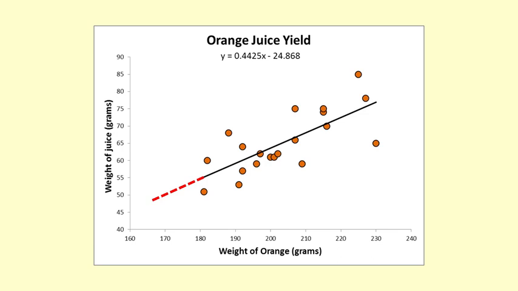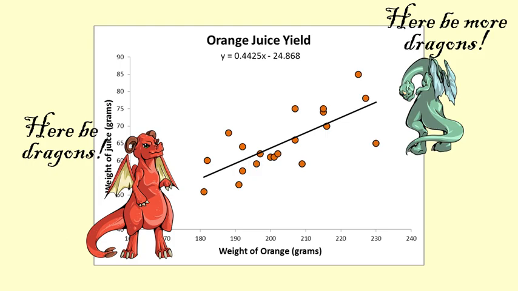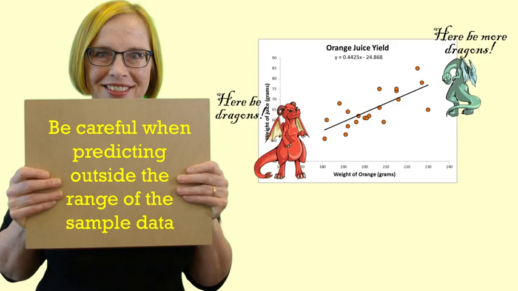It could be that smaller oranges have the same proportion of juice, or it might level out, or they might have less. And larger oranges might behave differently also. The model might still be a good fit, but it could be that larger oranges are juicier, or the yield might level out. The point is that predicting outside the range of data comes with a warning. We need to be careful when predicting outside the range of the sample data.